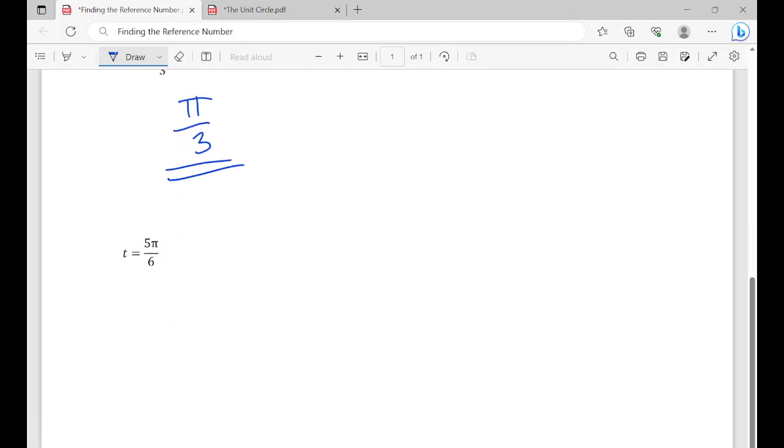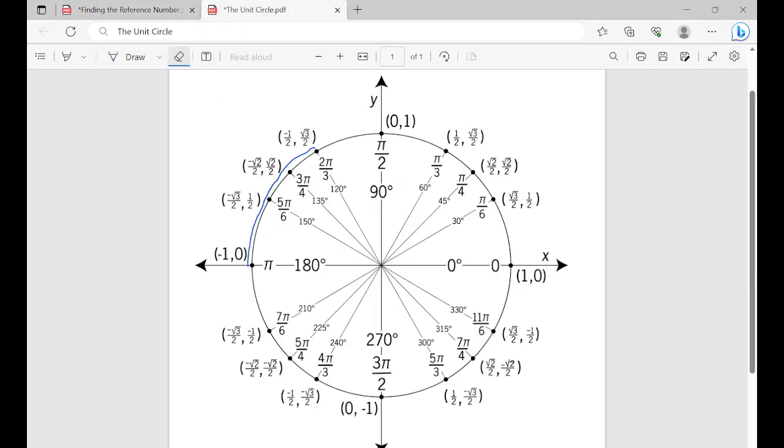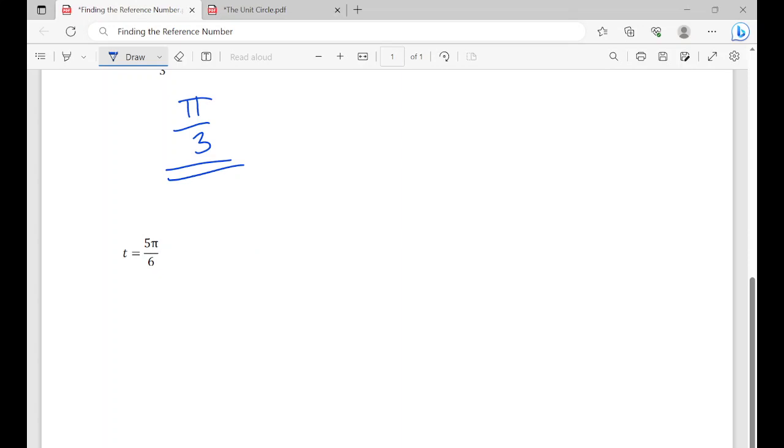Now let's do it one more time for 5 pi over 6. This one's a little bit easier than the last two because it is on the unit circle. We just go around starting at 0, and we're going to go to 5 pi over 6, which is right here in quadrant 2. We want the reference number, the distance from 5 pi over 6 to the x-axis, which is just a pi over 6 distance. So the reference number here is just pi over 6.